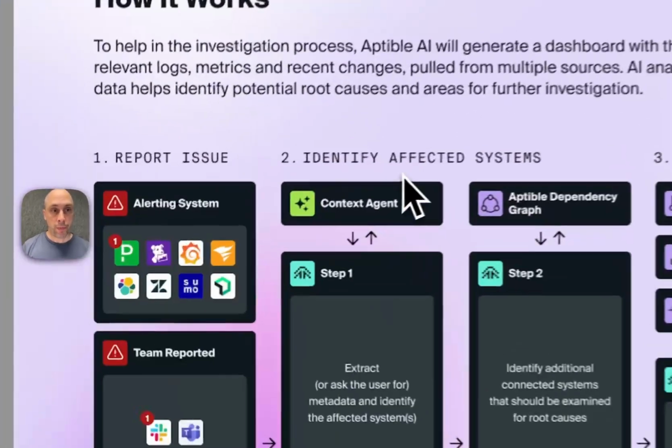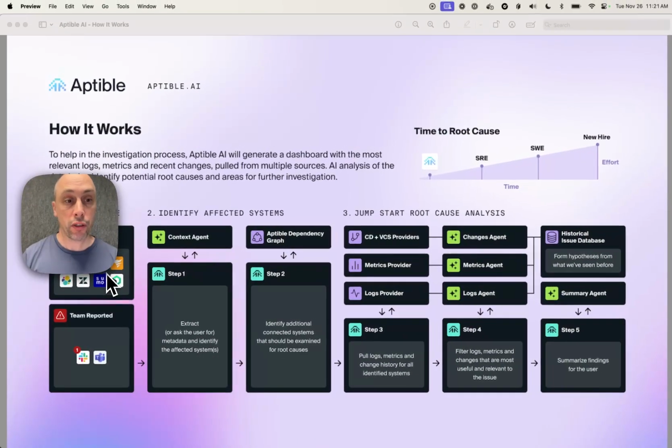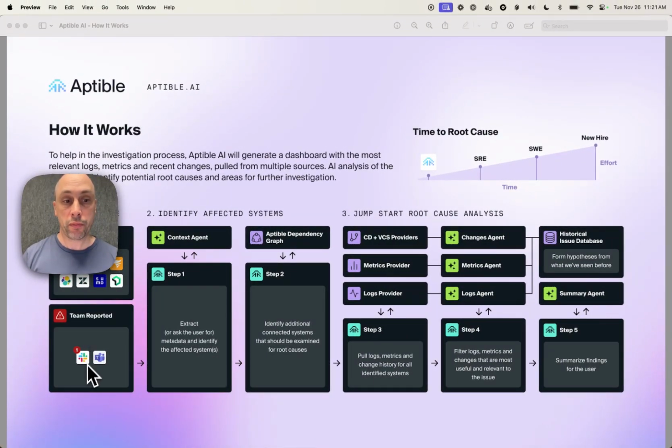Here's how it works. At the beginning, Aptible AI takes an issue that comes from an alerting system or a report from Slack or Teams, and soon from issues that you can report in the Aptible UI itself. It grabs the necessary context for what resources are affected and what the issue is.